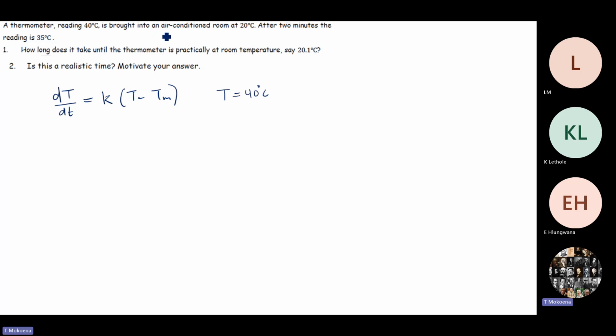Is brought into an air-conditioned room. So the air-conditioned room, the room is the surrounding of the thermometer. So the temperature of the surrounding is going to be 20 degrees Celsius. You get it? So after 2 minutes, the reading is 35 degrees Celsius. Meaning after some 2 minutes, they're telling us the reading is 35 degrees Celsius.